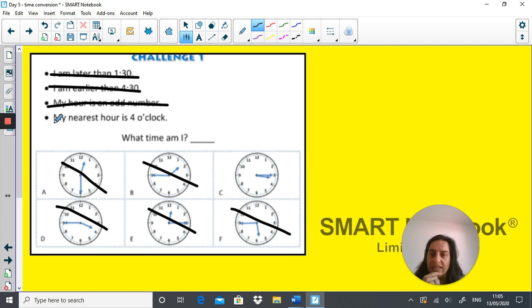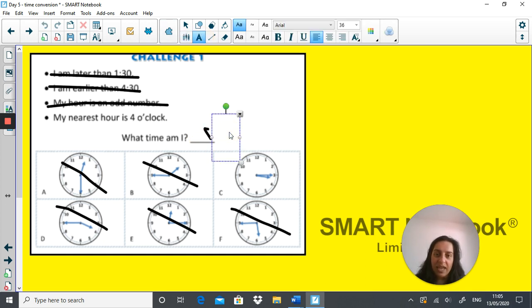So we'll look at this. My nearest hour is 4 o'clock. So the nearest hour is 4 o'clock. That's the hour it's going to. So this clock would be, hopefully it'll quite, that's not very good. The answer would be C. Good. So those of you who got that right and were able to follow and understood, well done.